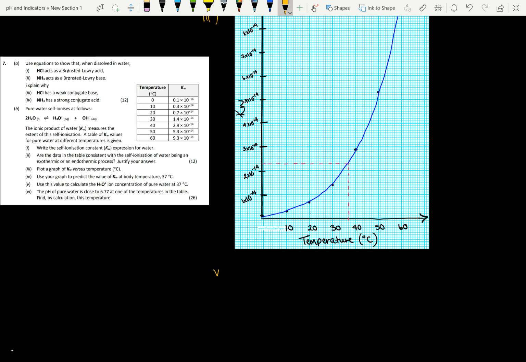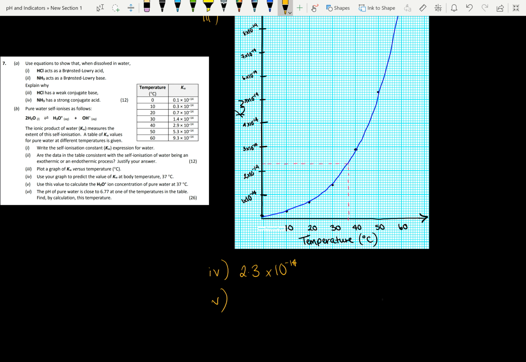So that's part 4. We've got an answer of 2.3 by 10 to the minus 14. And if you check the marking scheme, they do accept a small range of answers, just to take into account the fact that you might have graphed it slightly differently. So that is 2.3 by 10 to the minus 14 at 37 degrees.